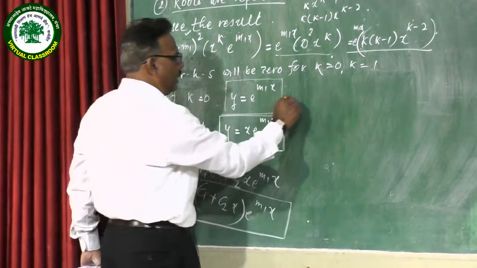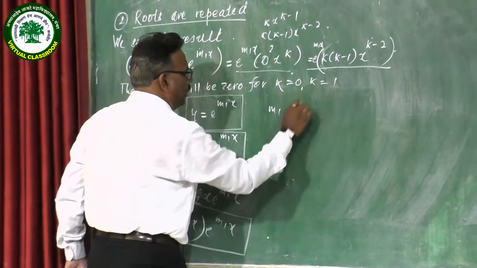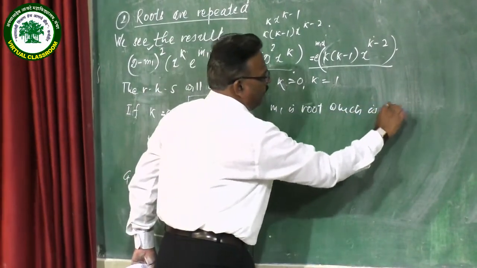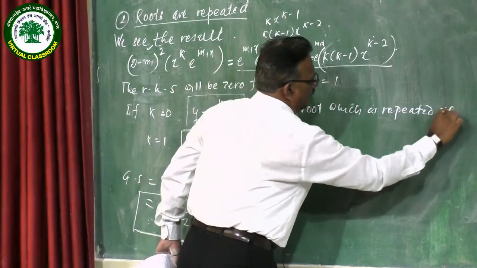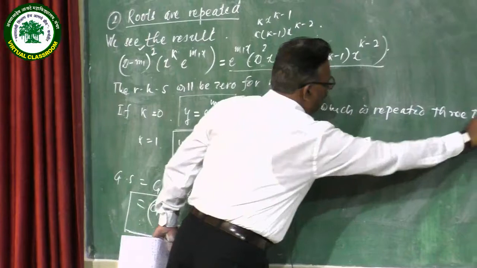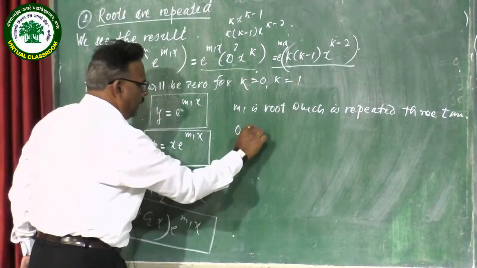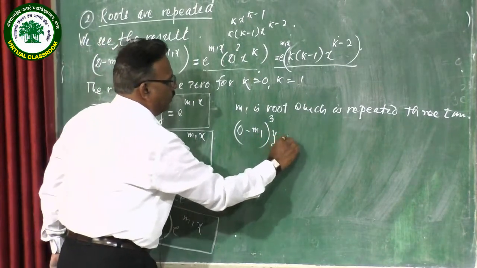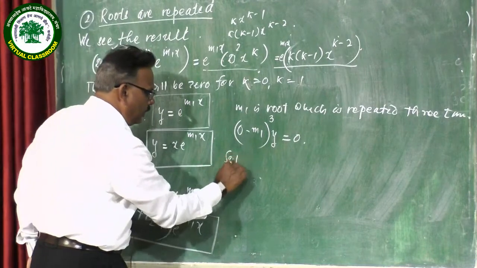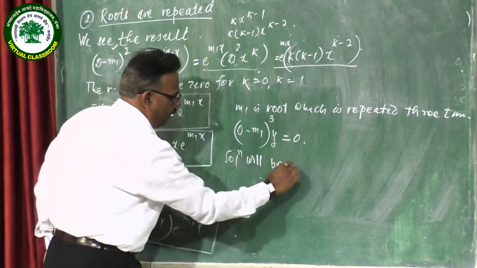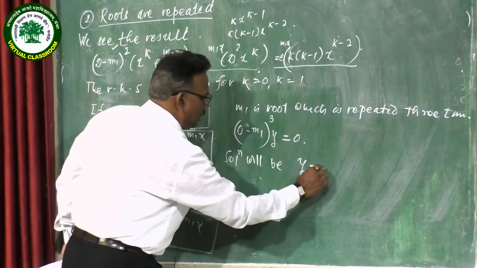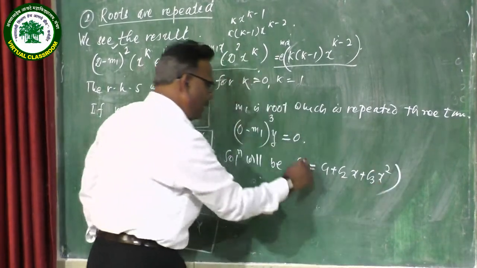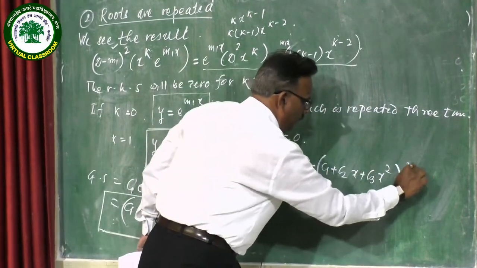What will happen here? Suppose m1 is a root which is repeated 3 times. Then (D − m1)³ y is equal to 0. Then what will be the solution? The solution will be y equal to (c1 + c2 x + c3 x²) e^(m1 x).